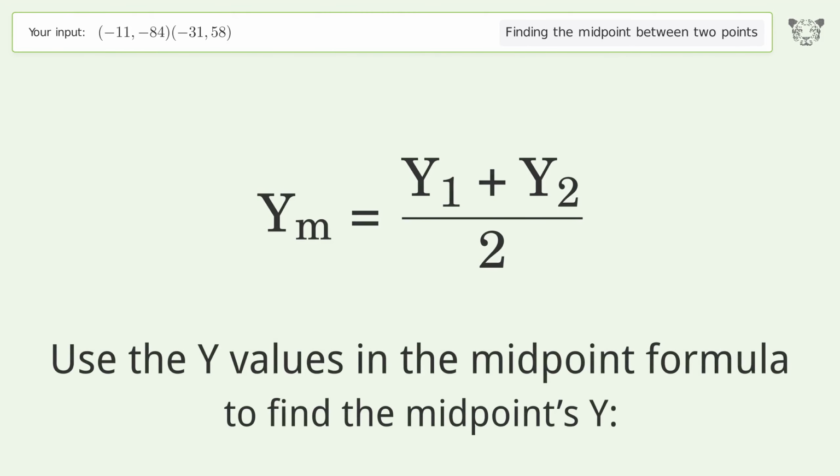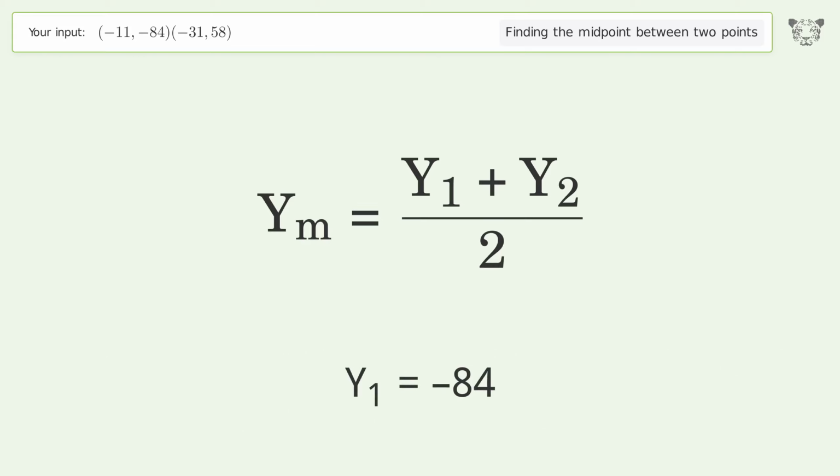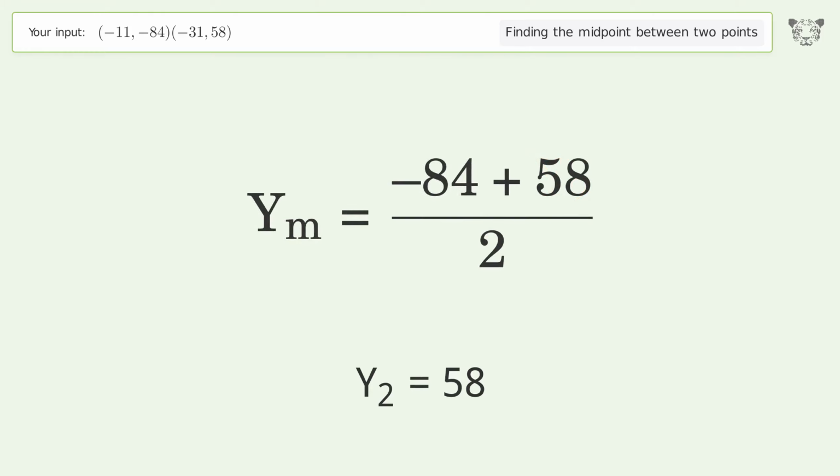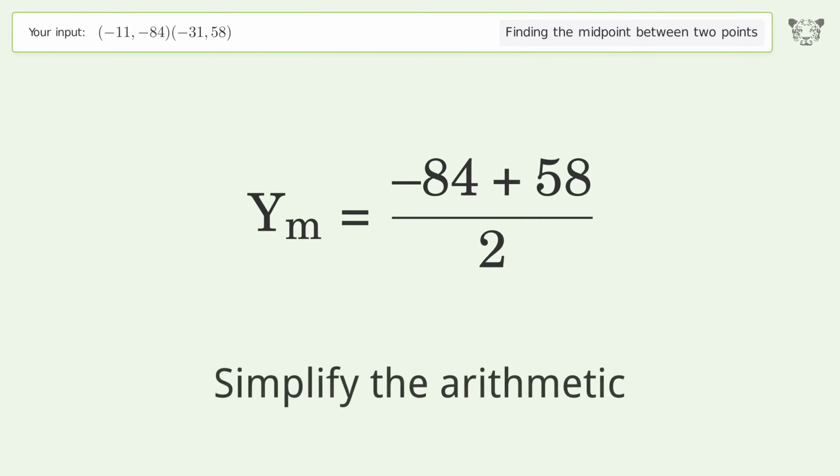Use the y values in the midpoint formula to find the midpoint's y. y1 equals -84. y2 equals 58. Simplify the arithmetic.